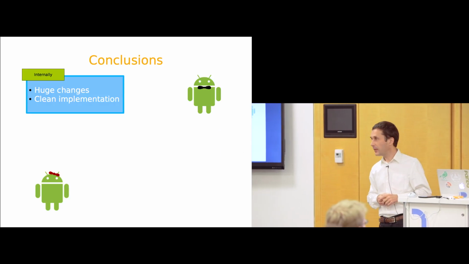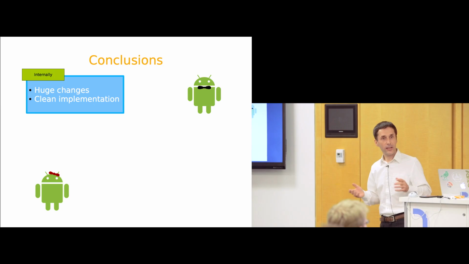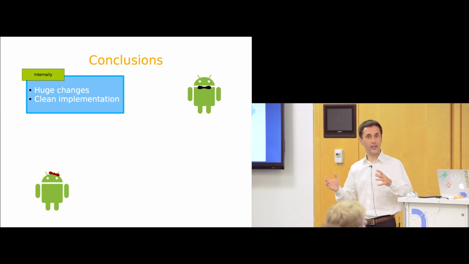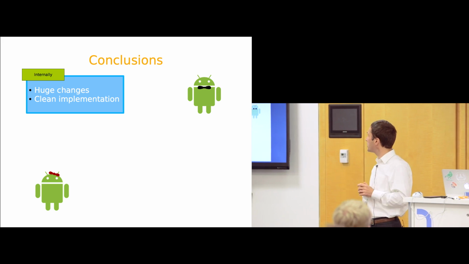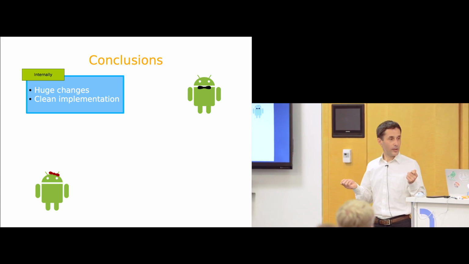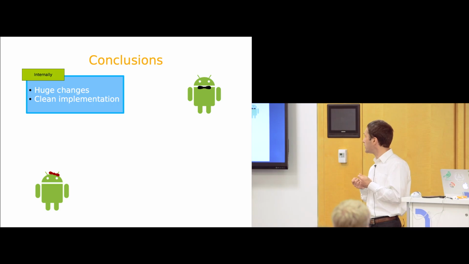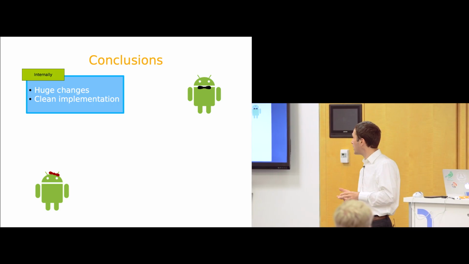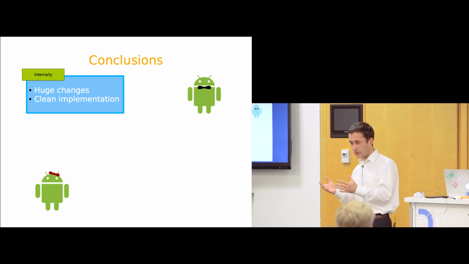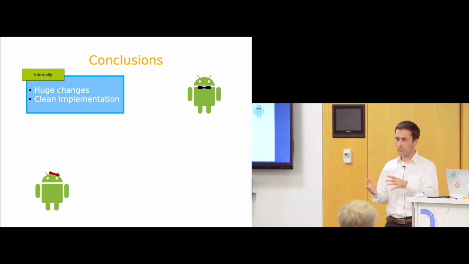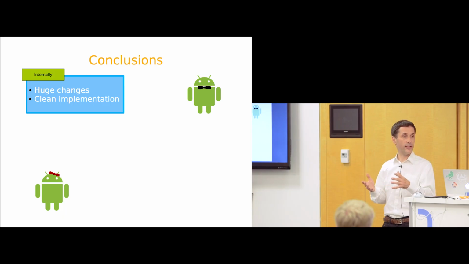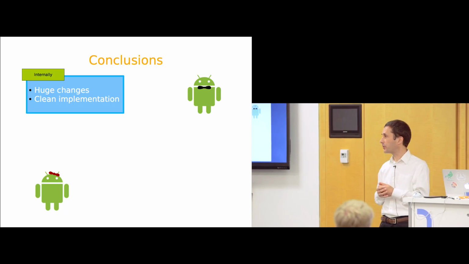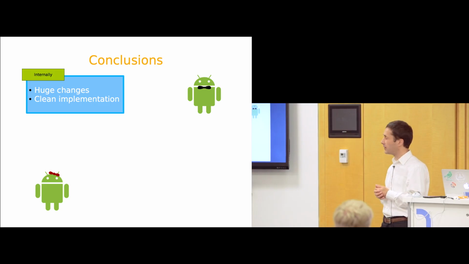So in conclusion, looking at the build system internally, there are huge changes. A lot of tasks are being moved around. The bytecode representation is different. But on the other hand, there is also a clean implementation inside. So there's a new Jack compiler, and there's even some indication that there's room for plugins there. So in the future, maybe external developers can plug in their own optimizations, perhaps, in the Jack compiler.